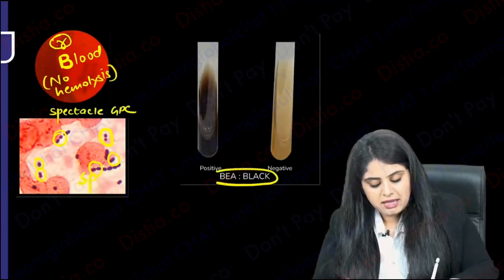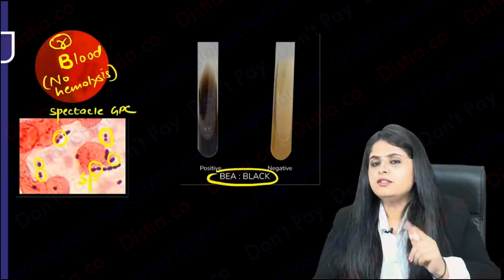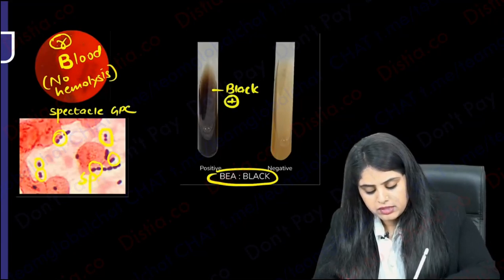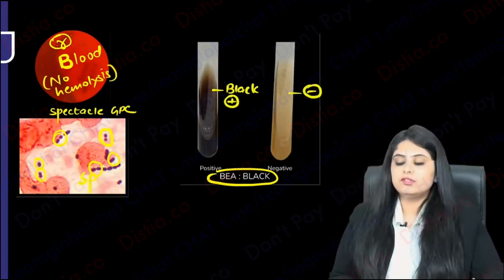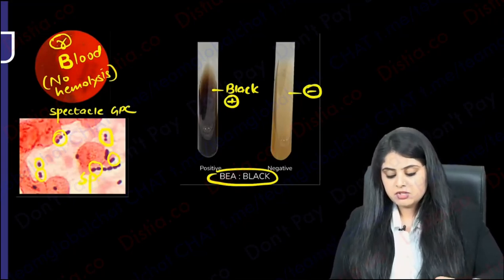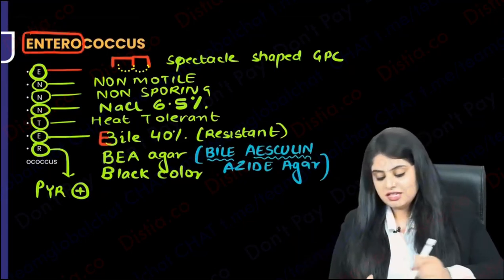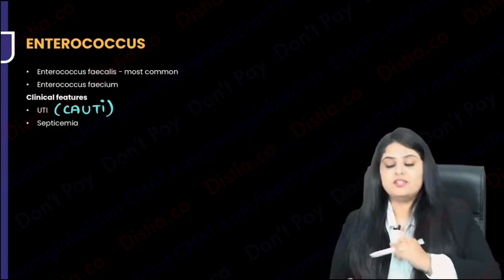And next you see is bile, esculin, azide. Where what color tells you positivity? If you get a black color, this means it has grown. If you don't get a black color, means it has not grown. So these are the pictures. So pretty much done with all of this. And that word entero, look, E-N-T-E-R-O. Entero tells me everything about the organism except for its clinical features.